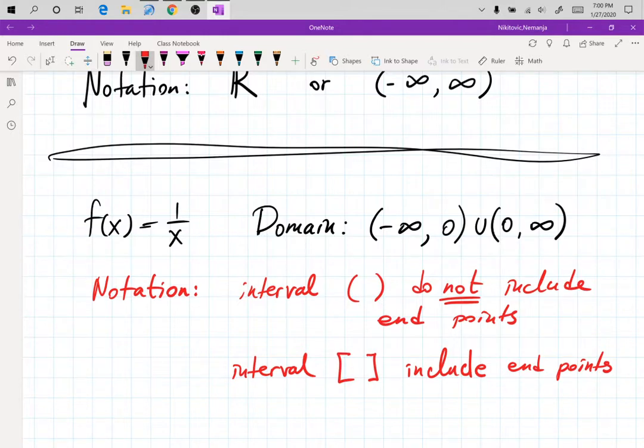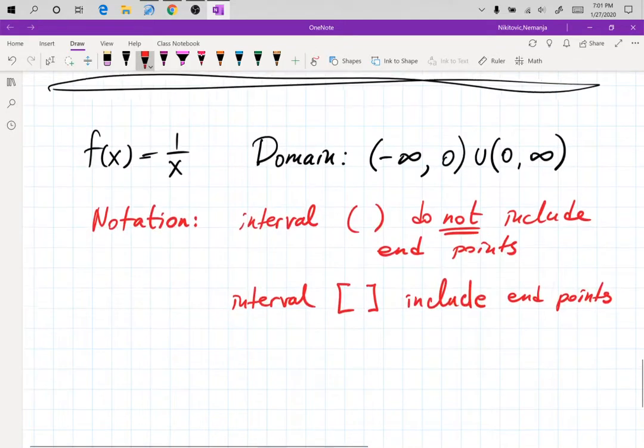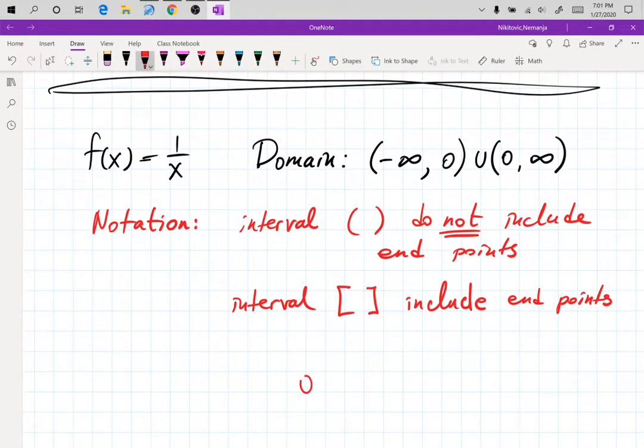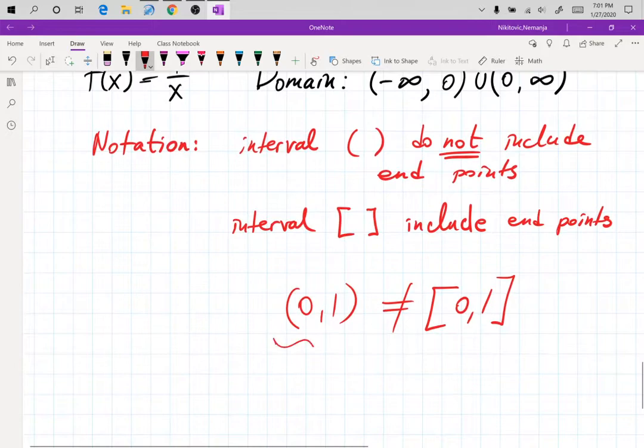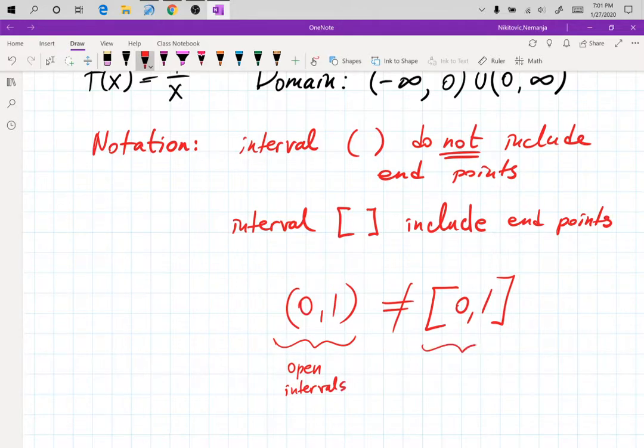There is a huge difference between writing an interval (0, 1) and [0, 1]. They both have infinitely many points inside, but the one on the left does not include 0 and 1. The one on the right includes them. These are called open intervals. These are called closed intervals. And you can also have them mixed. They're called half open or half closed.